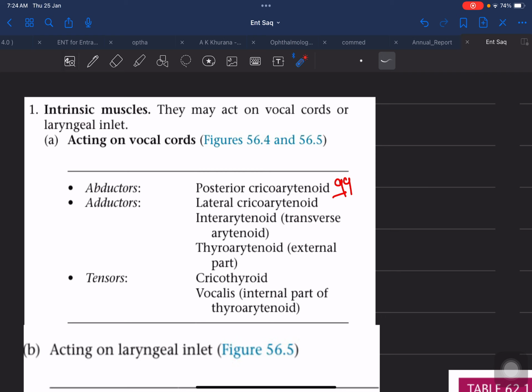Now these were the muscles acting on the vocal cord. I think we're clear now: abductor, adductor and tensor. The tensors are the cricothyroid and the vocalis, the internal part of the thyroarytenoid. The adductors are the lateral cricoarytenoid and the other two arytenoid muscles, interarytenoid and thyroarytenoid. The abductor is only one muscle, the posterior cricoarytenoid. So we are clear about the muscles acting on the vocal cord.